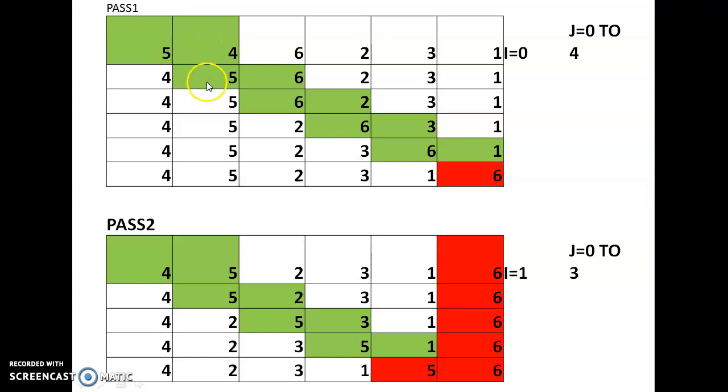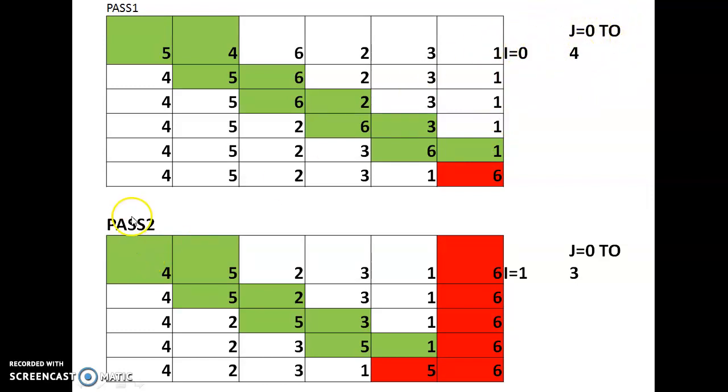Next j value is incremented. Now j value is 1. So a of 1 is compared with a of 2. Next j value is 2. a of 2 is compared with a of 3. Similarly, a of 3 is compared with a of 4 and a of 4 is compared with a of 5. That means the j value is varying from 0 to 4.